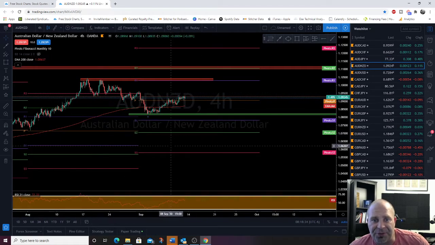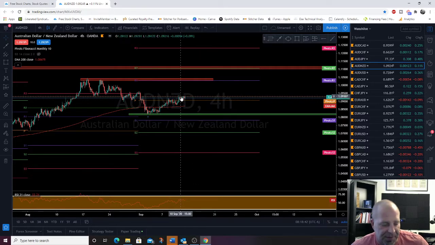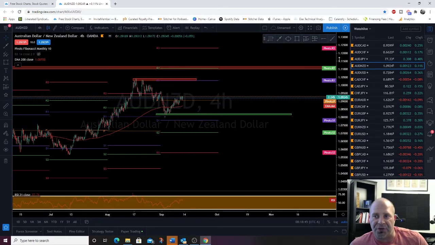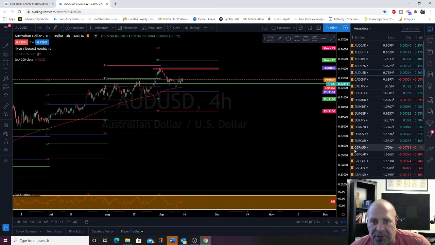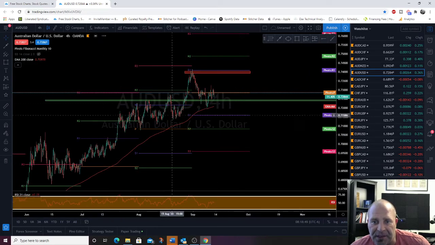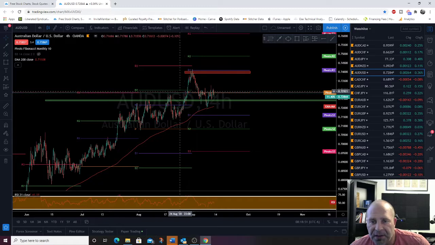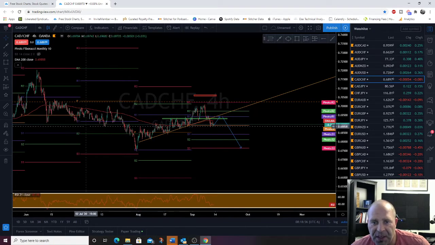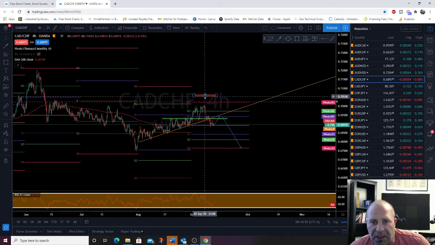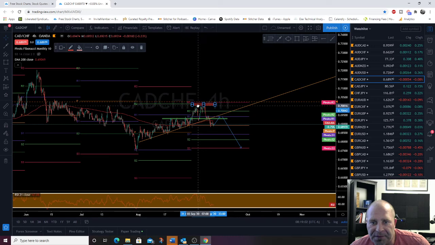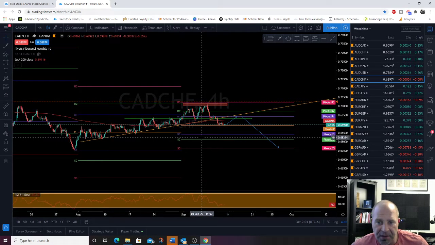Australian dollar, New Zealand dollar, same thing. We bounced off support, found support right here, just below the 200 period moving average, right back to that monthly pivot, and it's kind of in a neutral zone. AUDCAD, same thing. We hit back, just hovering right around here before it really tells us which direction we want to go.